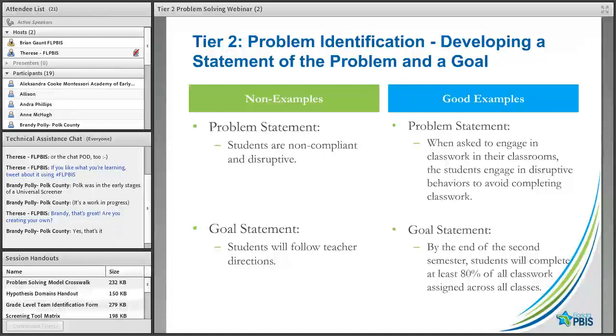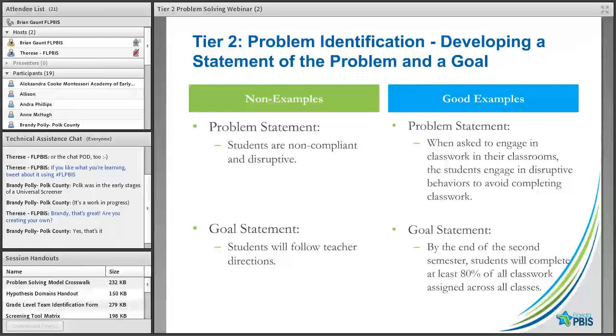So first of all, we're taking on two different behaviors here. We might want to consolidate that into one class of behaviors if we can. If they're serving the same purpose or function, we could just bring that into one class of behavior. But a better example would be we state the condition in which this is happening, the specific behavior that's occurring in observable ways, and the purpose that it serves that student. So when asked to engage in classwork in their classrooms, the students engage in disruptive behaviors to avoid completing classwork.